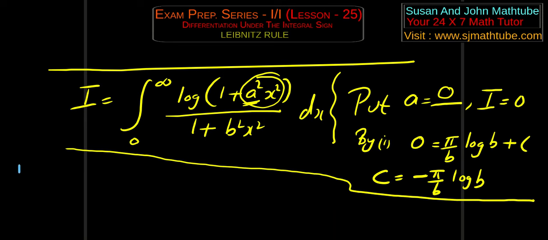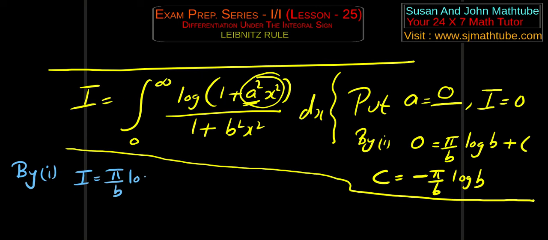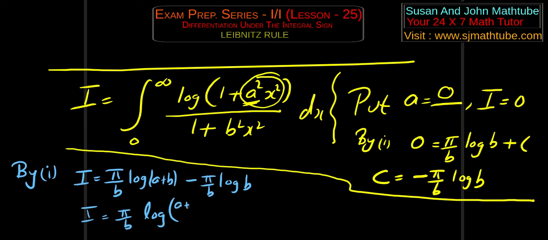Now the last step, by equation 1, I is equal to pi by b log (a plus b) minus pi by b log b. Now this pi by b will come common, and what is log a minus log b? Log a by b. So that's the final answer, pi by b log (a plus b) by b. Okay, that is one really long problem. Once more, I'll recommend practice the same problem once or twice till you are confident.